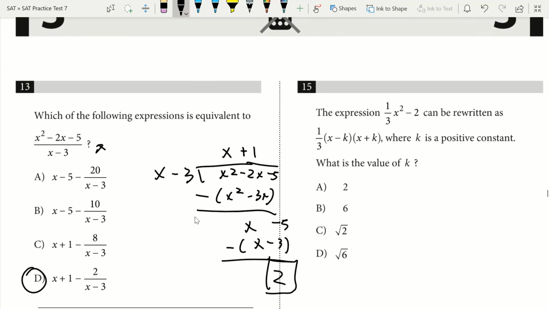Alright, question 15. The expression 1/3 x squared minus 2 can be rewritten as 1/3 times x minus k times x plus k, where k is a positive constant. What's the value of k?